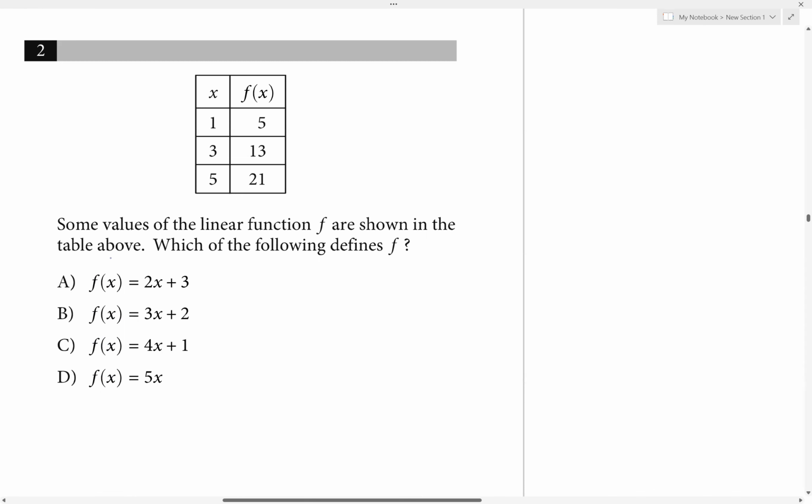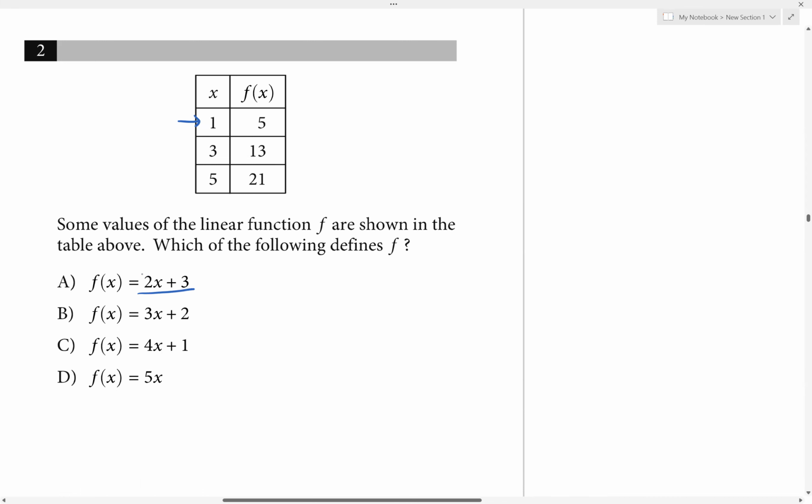So what we can do is go ahead and plug the x value into the answer choices, and we have to make sure we're getting the y value. And it does have to work for all 3 points here. Just because it worked for the first one, it's not necessarily the correct answer. I have to verify all 3 points. So we start with A.